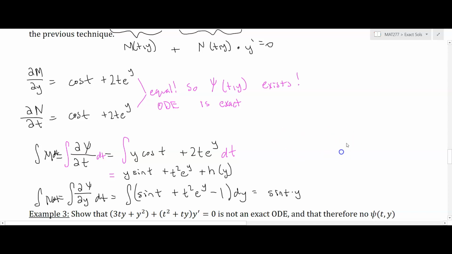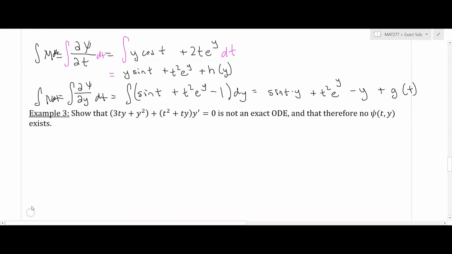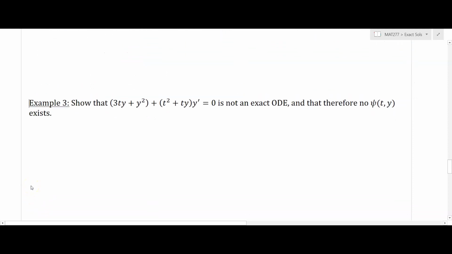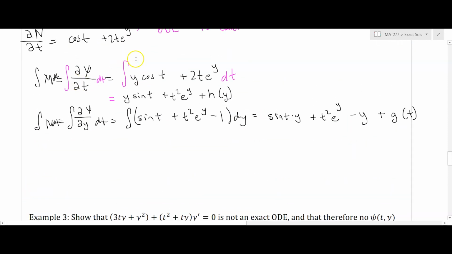And next I see that the integral of t squared e to the y with respect to y, t squared is a constant, so I'll still have the t squared there. The integral of e to the y with respect to y is still just e to the y, fun function. Integral of negative 1 with respect to y will be negative y. And then because this is the integral with respect to y, any function that was here with respect to t may have gone away. When you take the derivative of this, the derivative of g of t with respect to y will be 0. So that's an important piece because that acts as a placeholder in the event that we need to come back and reconcile the psi.